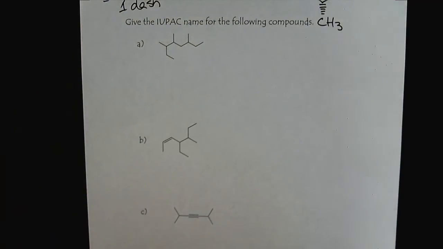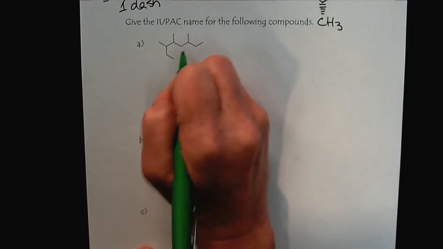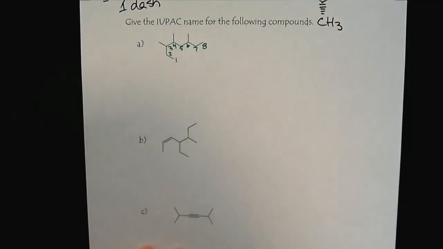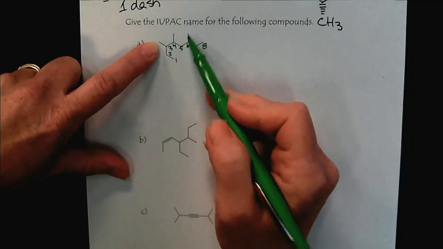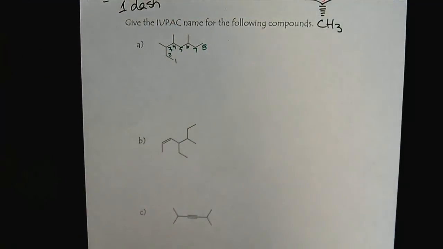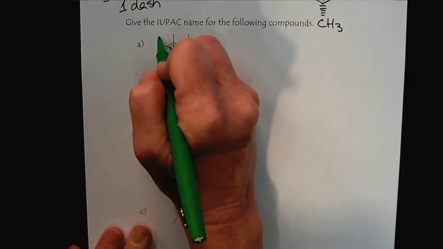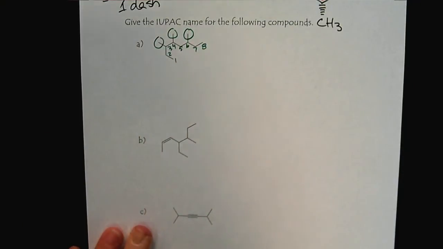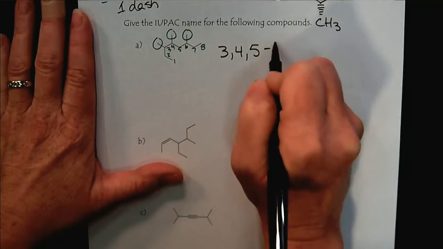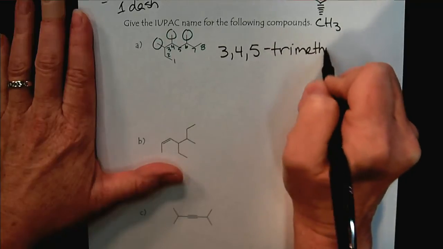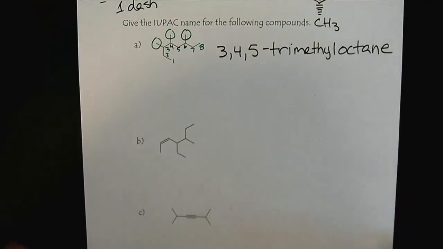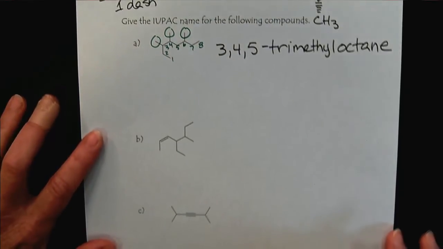So when we look here, this one, we can go 1, 2, 3, 4, 5, 6, 7, 8. This numbering, notice both directions give us a 3, but numbering this way we get a 3, 4 as opposed to a 3, 5. So we'll go with that numbering. And then we identify all of our substituents. So this would be 3, 4, 5-trimethyloctane. Alrighty, let's move on to the next one.